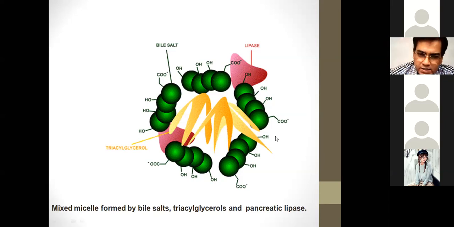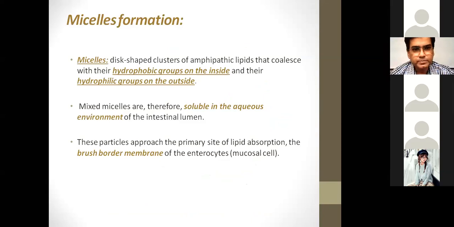mixed micelle, and this mixed micelle is actually absorbed by the intestinal mucosal cell because its outer outpourings are hydrophilic, and in the center it contains some hydrophobic portions which are certainly lipid molecules. So these micelles are formed within the small intestine. They are disc-shaped clusters of amphipathic lipid. The important thing to remember is they have hydrophobic groups on the inside and hydrophilic on the outside. This hydrophilic environment outside makes them water loving so that they can be easily transported within the intestinal lumen and in the blood and reach their target sites.